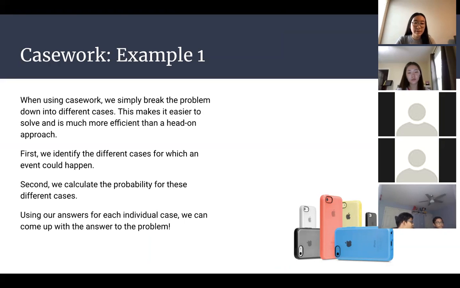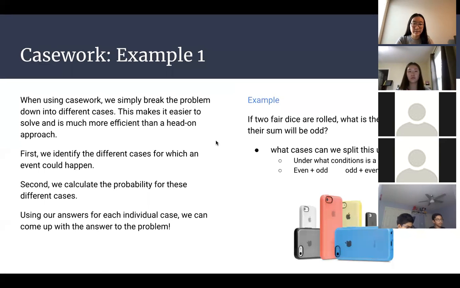So remember that when we're using casework, we're going to break the problem down into all the cases that meet the criteria. And this just makes it easier to solve. So first, we need to think about all the different ways for which the event can happen. And then we calculate the probability for those cases. And then finally, we add those probabilities together. We're going to add there and not multiply because these are different ways of achieving the same event. So you just have to add those probabilities together.